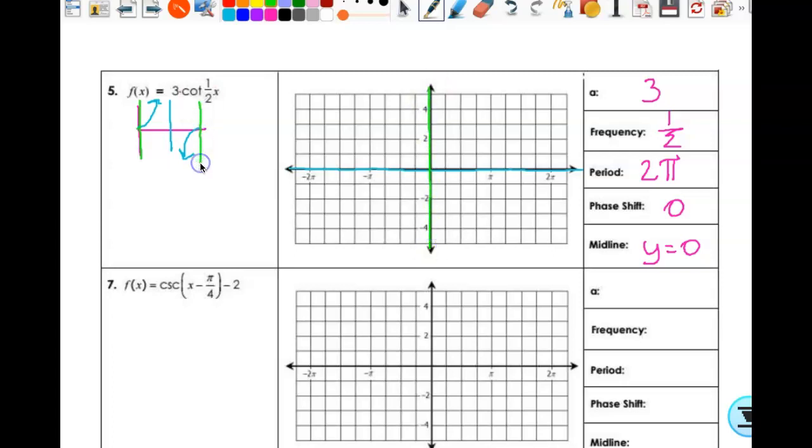Then at the end of the period, I'm going to have another asymptote. End of the period is at 2 pi. So there's one right there. Halfway between the two, tangent is undefined. So what does that mean for cotangent? 0. So halfway between those two at pi, I have a 0.